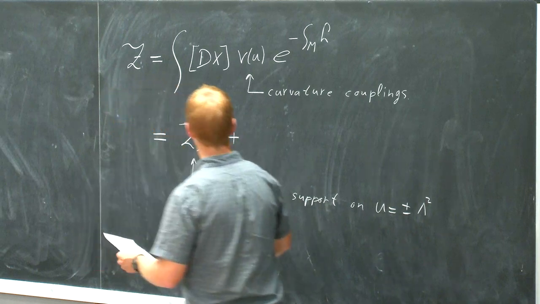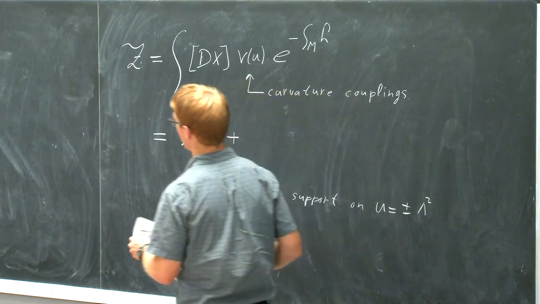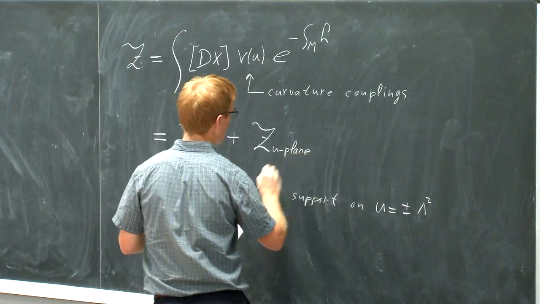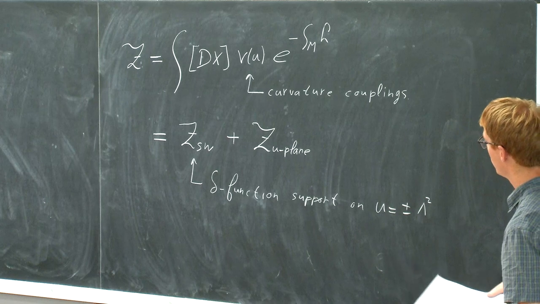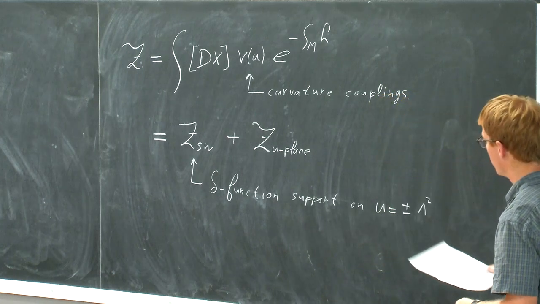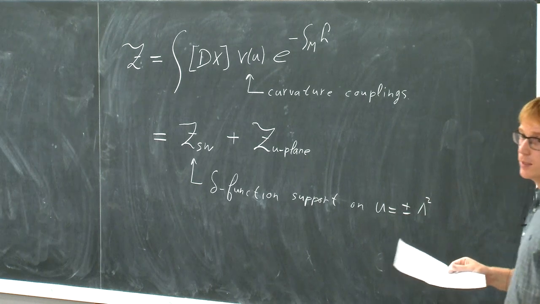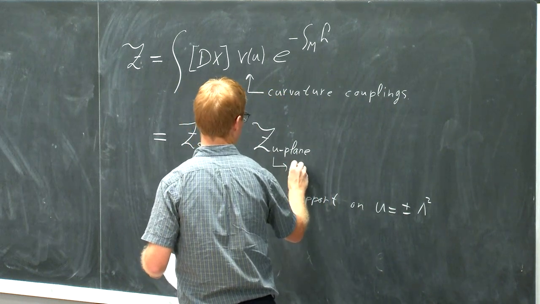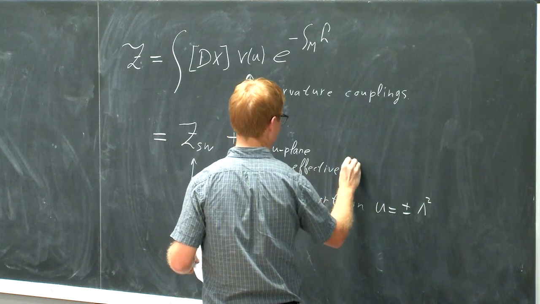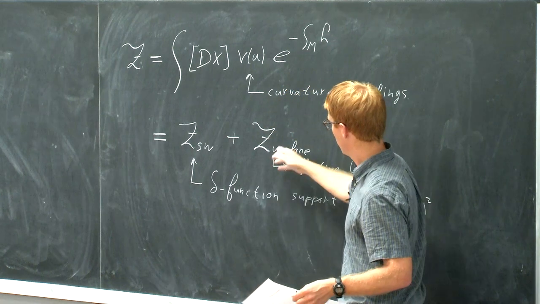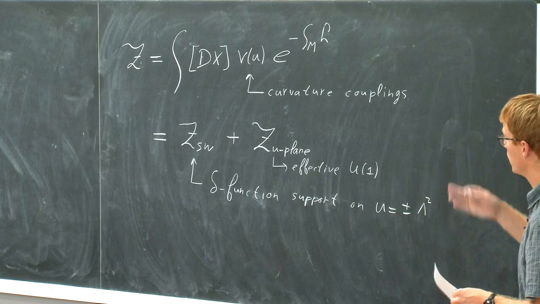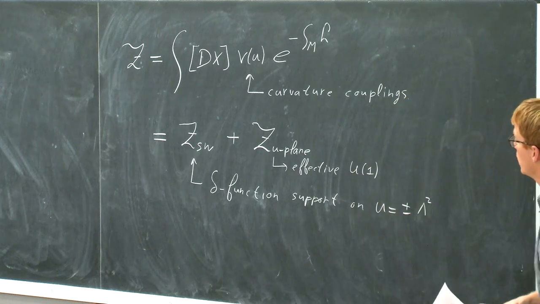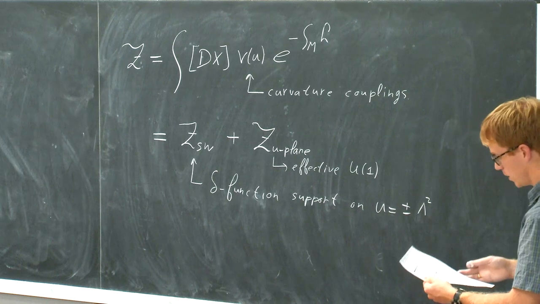And then there is a second contribution from the remaining non-compact part of the U-plane. Let me just denote it by the U-plane. This contribution from the U-plane is an effective U(1) theory, as I already discussed for the BPS states, because once you have a vev for U, you have broken the gauge symmetry. You don't have to work with the non-abelian gauge group anymore, you can work with U(1) connections.